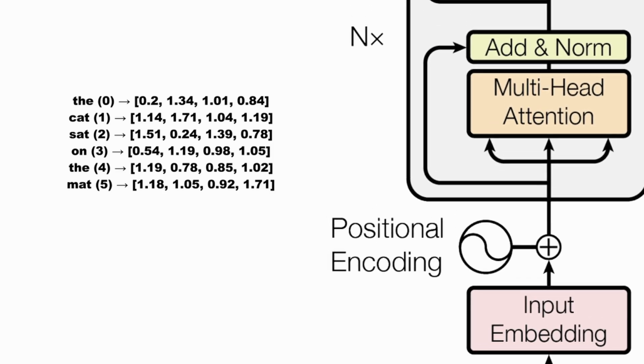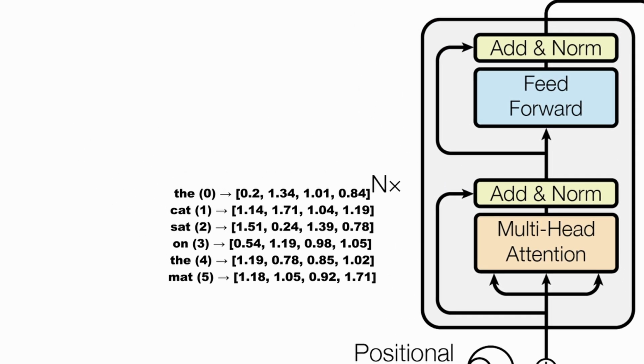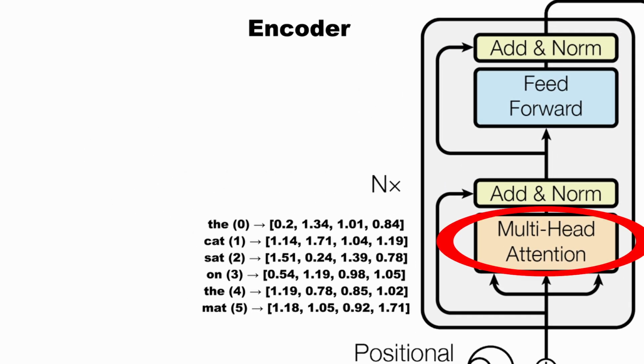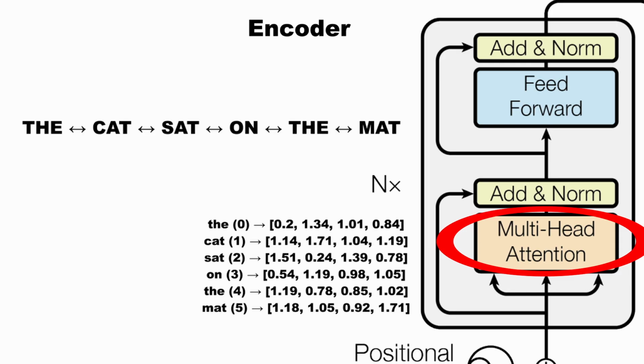Next, we'll take these new vectors and input them into the encoder's first sublayer, the multi-head self-attention mechanism. The goal of this layer is to let the model understand how each word relates to every other word in the same sentence.